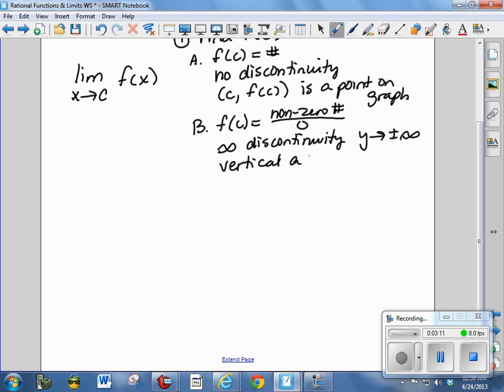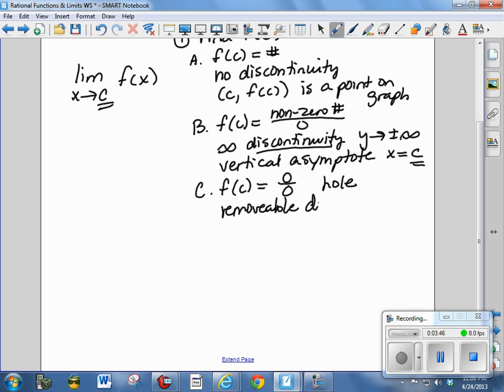Whenever you see a 0 in the denominator, you know there's a discontinuity. When there's something other than 0 in the numerator, we have a vertical asymptote. The vertical asymptote is at x equals c; as x approaches that number, that's where our vertical asymptote is. If we do f of c and we get 0 over 0, that tells me I have a hole, which is known as a removable discontinuity.